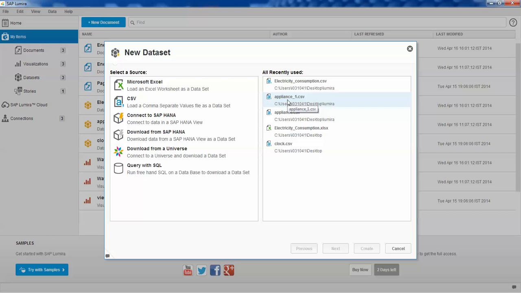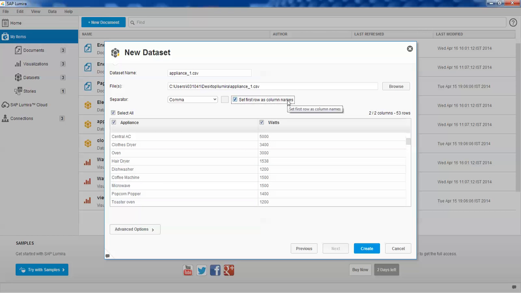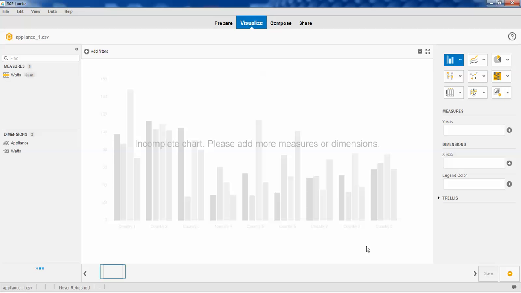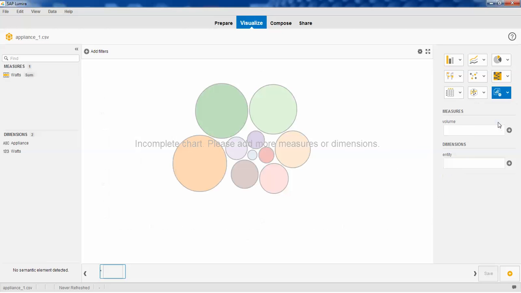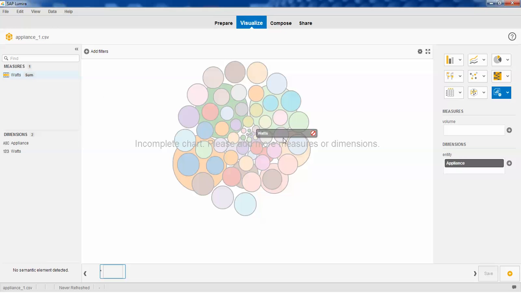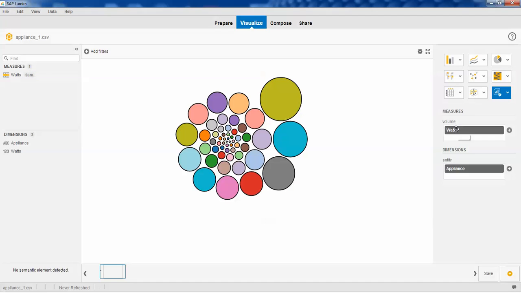This says how much energy is on an average consumed by the common appliances that we use. So here is a list of all the appliances that we commonly use: the AC, the dishwasher, the microwave, and so on, and the watts that they consume. And to demonstrate this, I have created a very nice extension again. The appliances is the dimension that I want to see, and the watts that they consume is a measure.